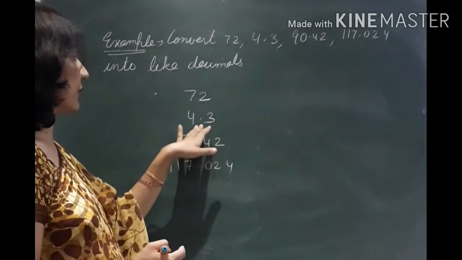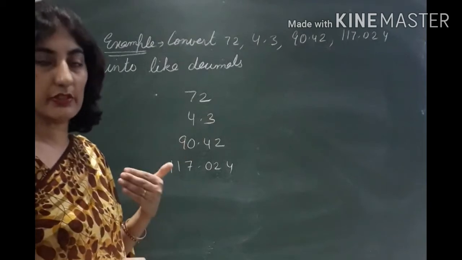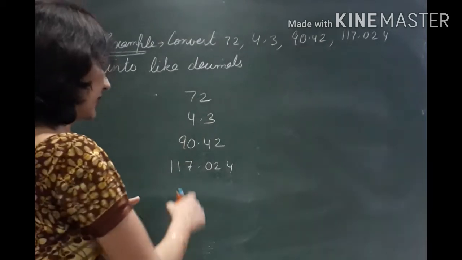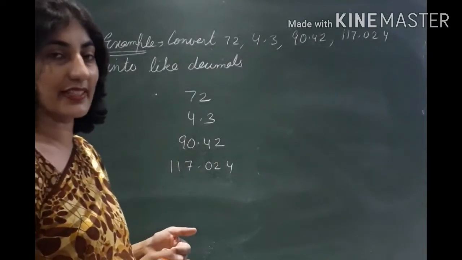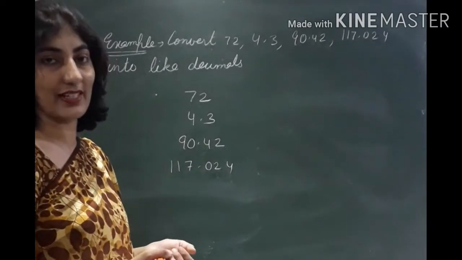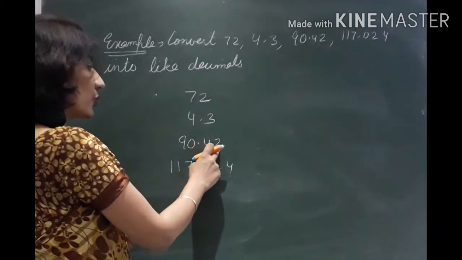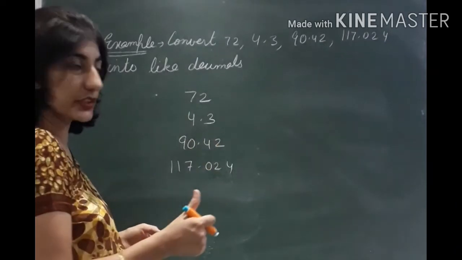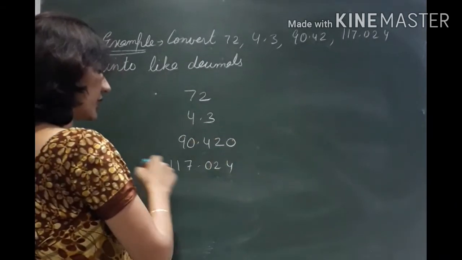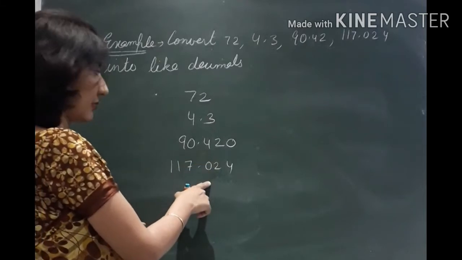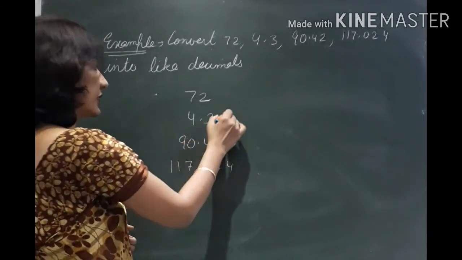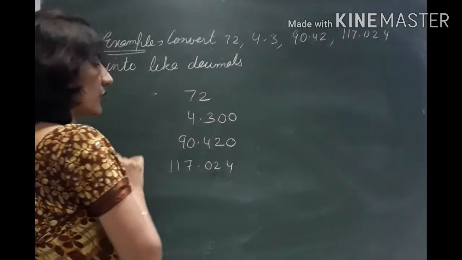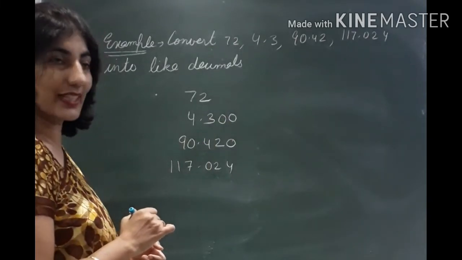So in every number I will make 3 digits. I will write 3 digits after decimal. Here 90.42, just now I told you to the extreme right I can add as many zeros as I want. So here it is 42, which means there are 2 digits. So 1 digit is left, I will add 1 zero here. So these have become like decimals. Then 4.3, after decimal I have only 1 digit. I can add here 2 zeros and convert this unlike to like decimal.